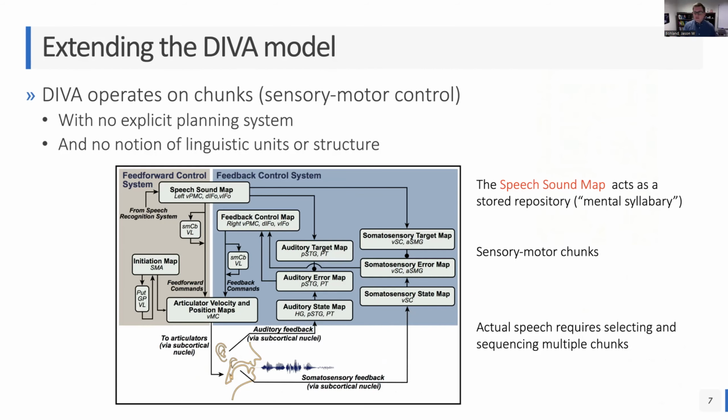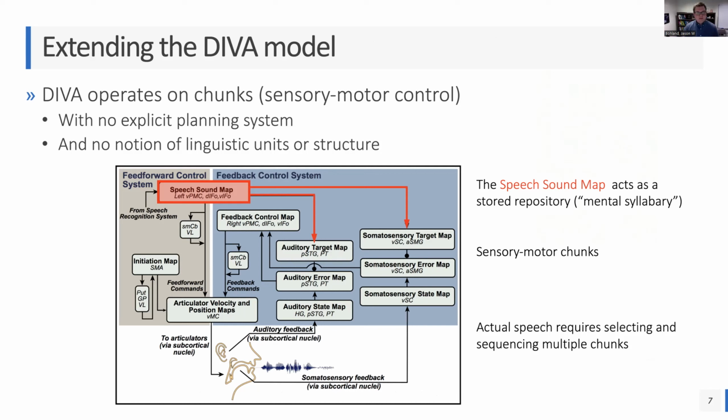DIVA operates, as it's traditionally described, on chunks of speech. So it learns via this mechanism called the speech sound map, which is hypothesized to exist in the left ventral premotor cortex or the dorsal portions of the inferior frontal gyrus pars opercularis. This speech sound map contains what you can think of as sensory motor chunks. It learns both feedforward commands, or the series of movements that are necessary to produce that chunk of speech, but also reads out expectations, both to the auditory feedback control system and to the somatosensory feedback control system.